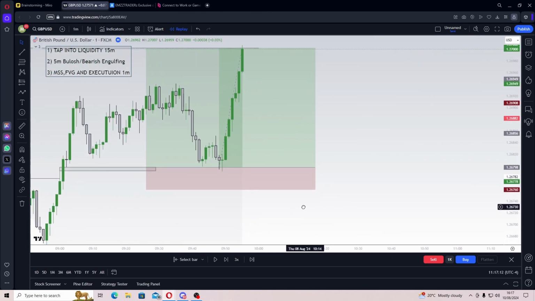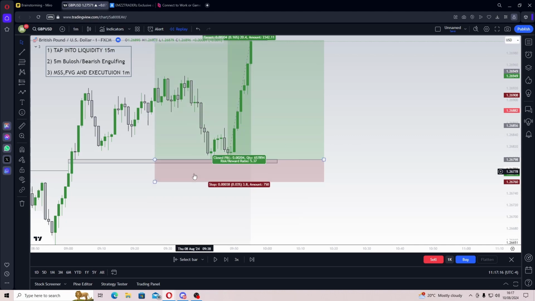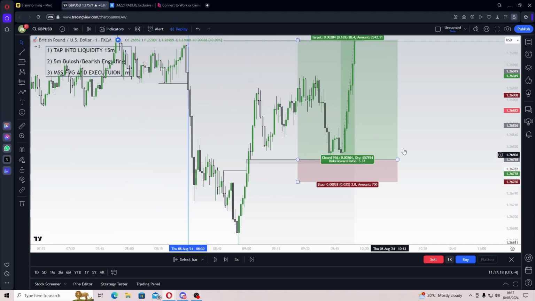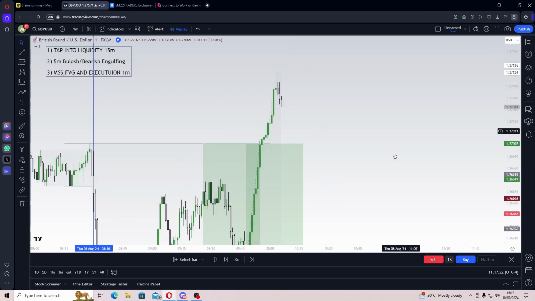Okay, and once we've marked out the fair value gap, price overlapped, and if I show you right here, it came all the way back down to the fair value gap to take it, and it just shot all the way up to take profit. Okay, and you can see that it shot up more and more.